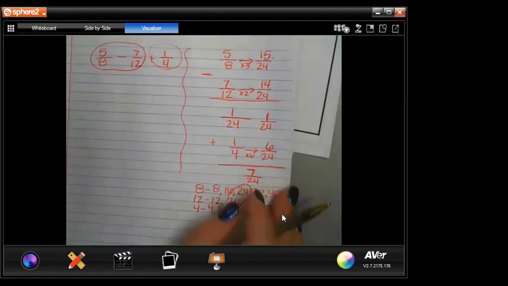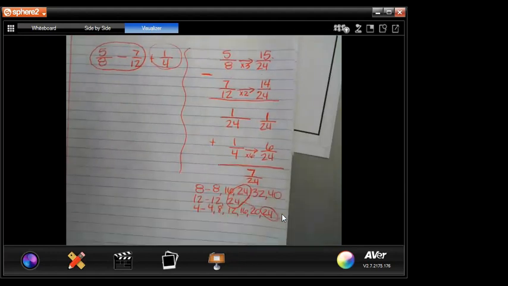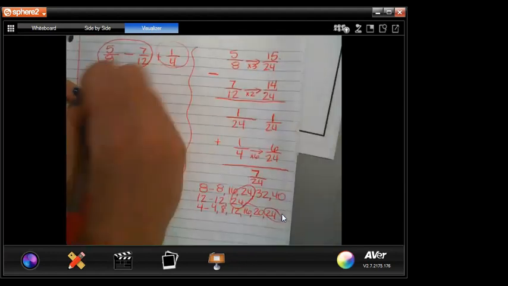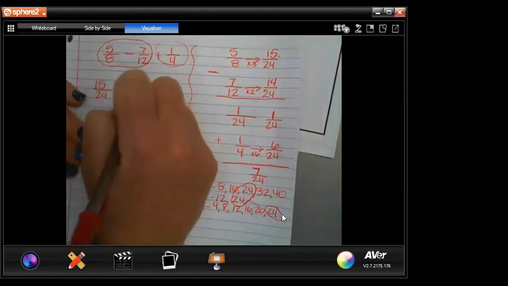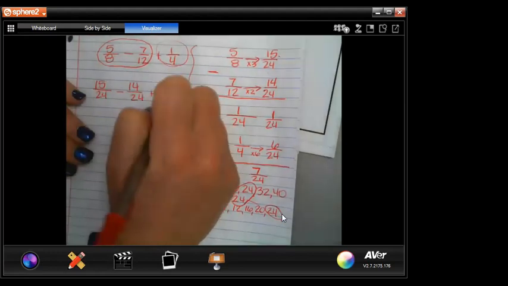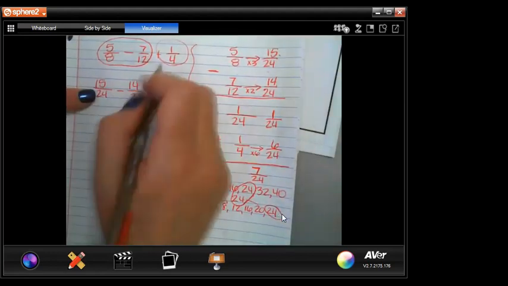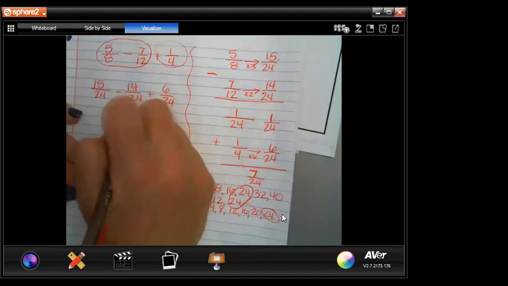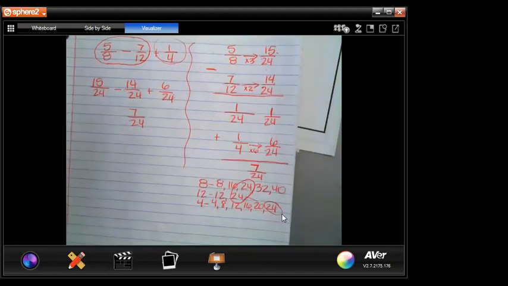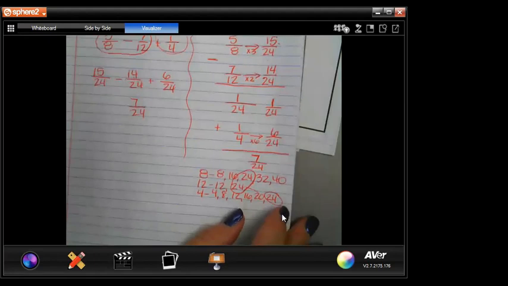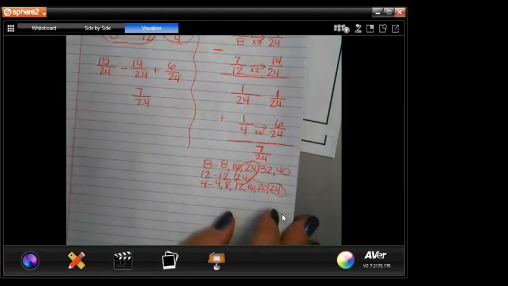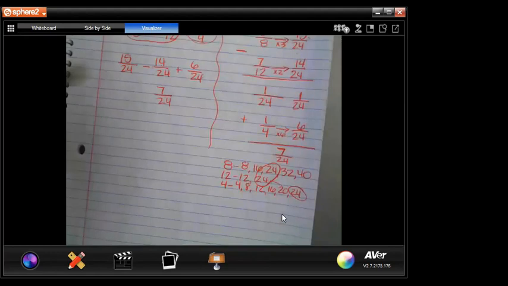Now, you guys, I don't care. You guys could have done this from the get-go. You guys could have gone 15/24 minus 14/24 plus 6/24 and gone 15 minus 14 is 1. 1 plus 6 is 7. It's the same answer. I just want to make sure that it is step by step. Okay? All right.